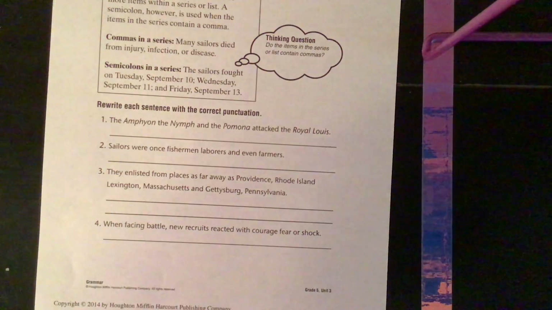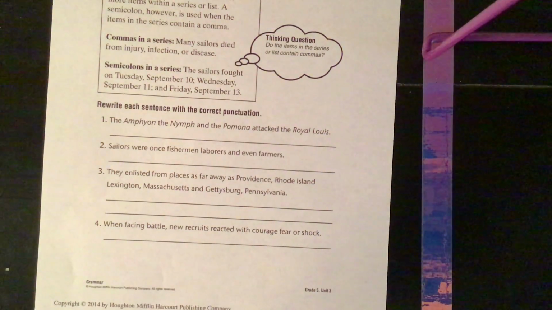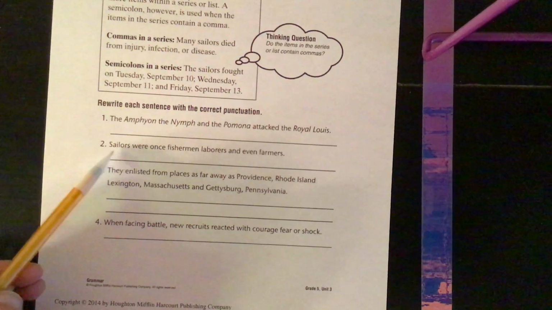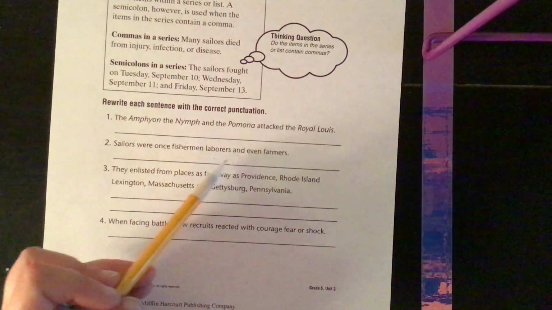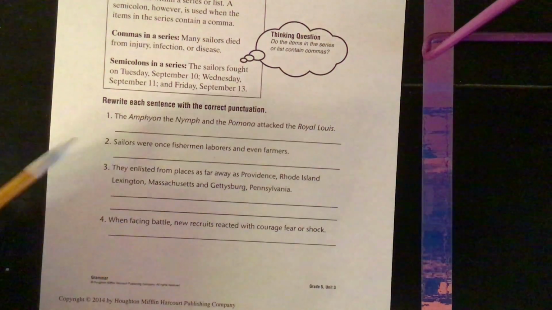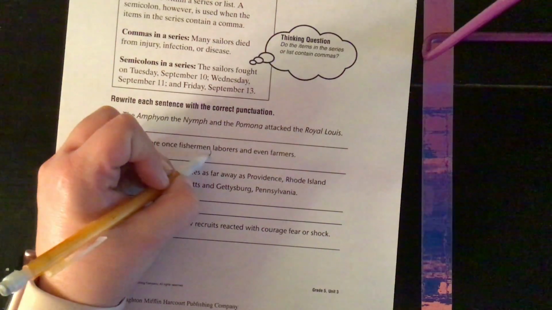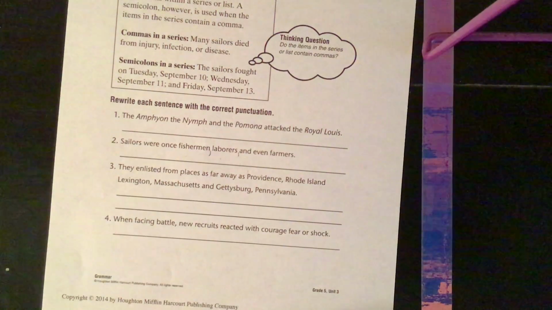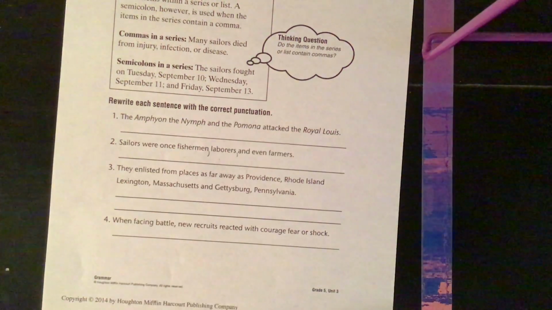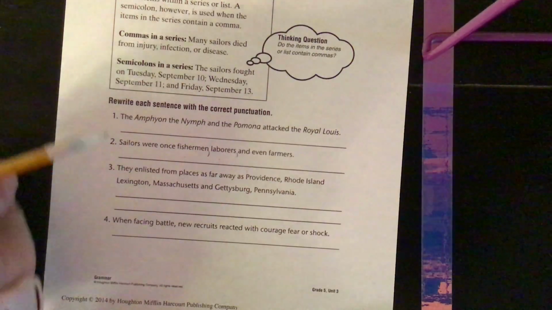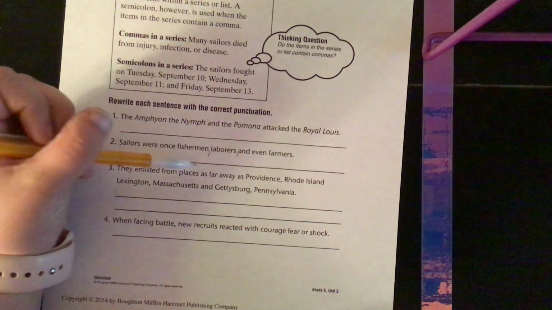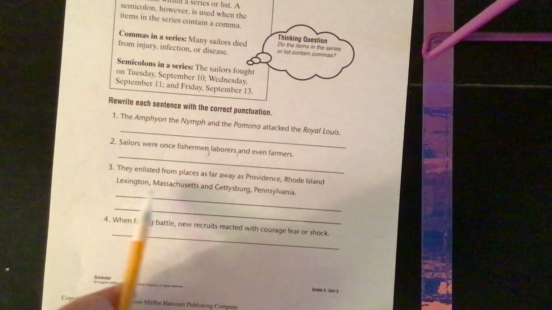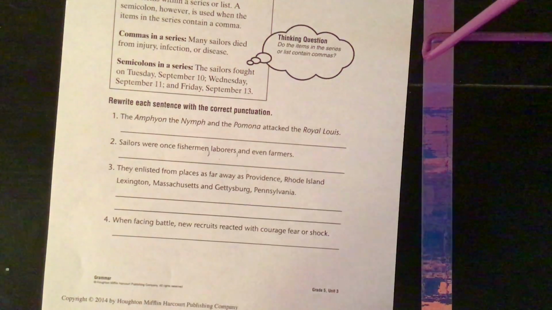And I'm going to do an example of that right now. So this is just the example page. All we're doing is adding commas or semicolons where they go. Number 2: sailors were once fishermen, laborers, and even farmers. So we're listing what sailors once were. They were once fishermen, laborers, and even farmers. Okay? So we're just listing what they were. They enlisted from places as far away from Providence, Rhode Island, Lexington, Massachusetts, and Gettysburg, Pennsylvania.